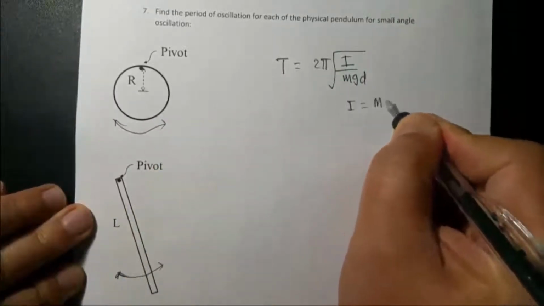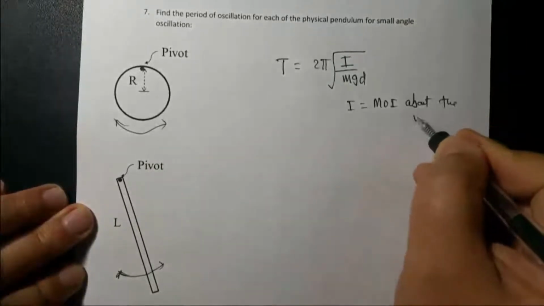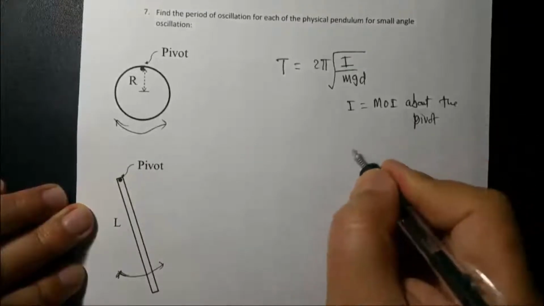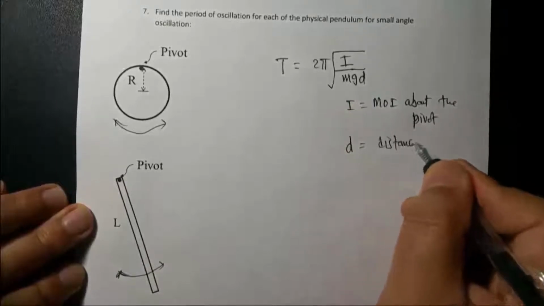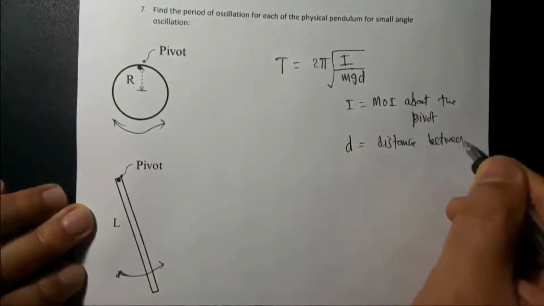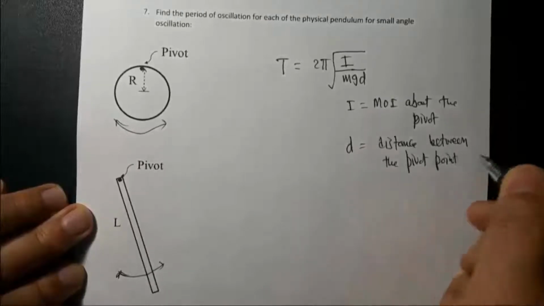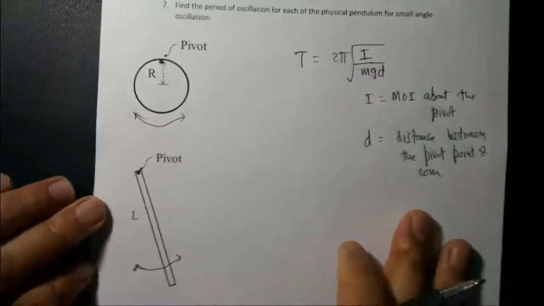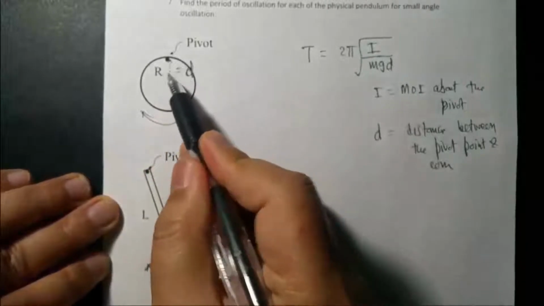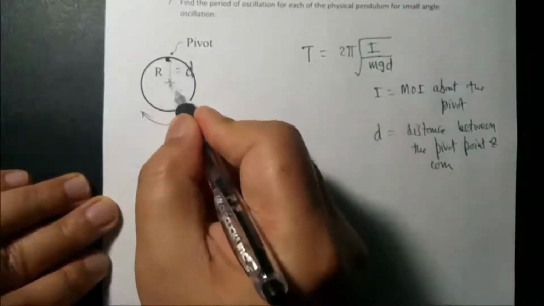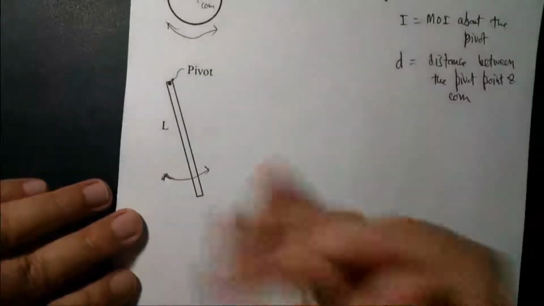I is the moment of inertia about the pivot, because moment of inertia depends on the pivot point, and d here is the distance between the pivot point and the center of mass. So in this first ring example, your d is just r, because this is the pivot point and this is the center of mass. So your d is just the radius. In the stick case, it's half the length.